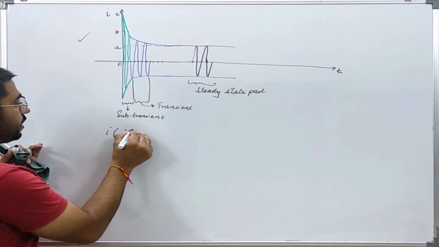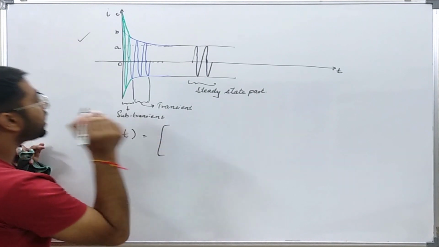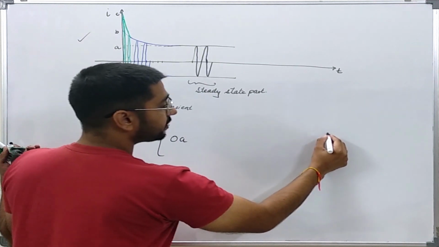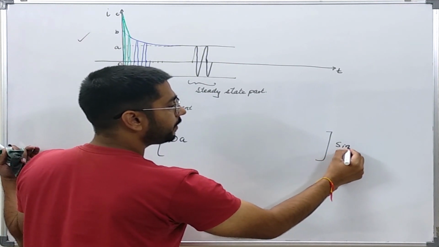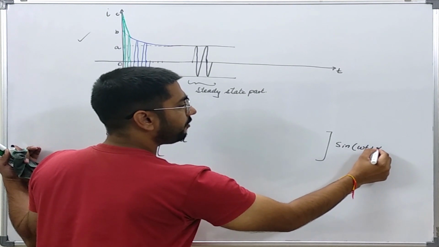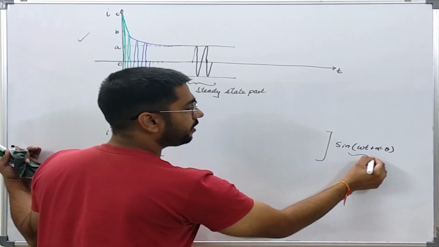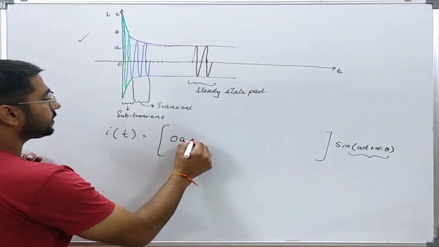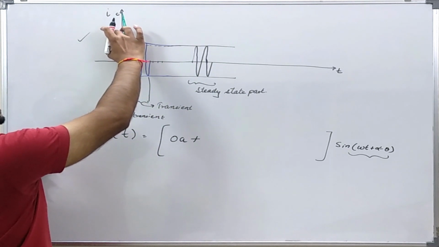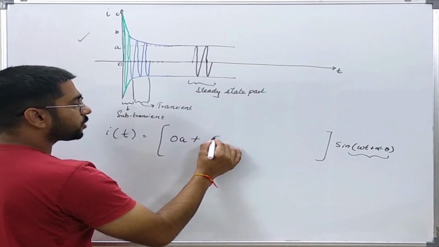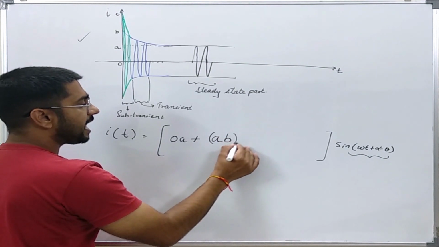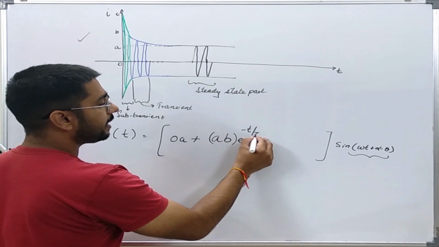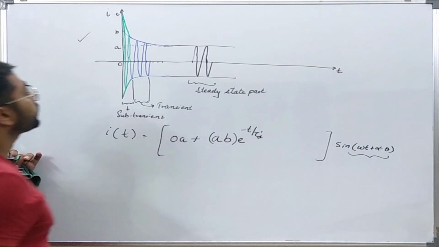IT can be written as the sum of three currents: OA sine omega t plus alpha minus theta. This term will be common for all of these currents, so I have taken it outside the bracket, plus this part AB. This AB is going to decay exponentially with a time constant depending upon the field winding. Let us say it is tau d prime.